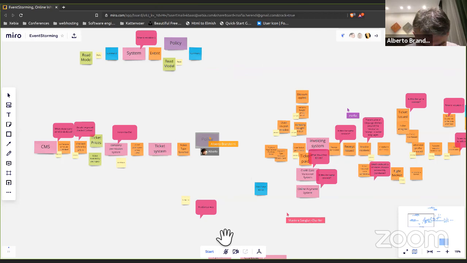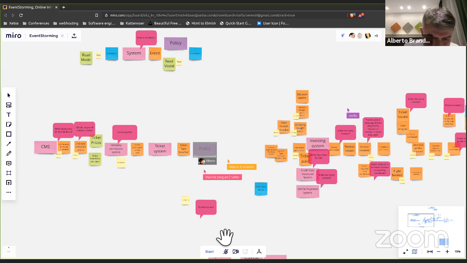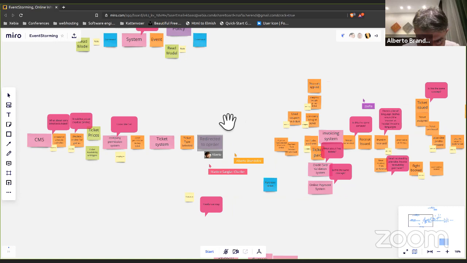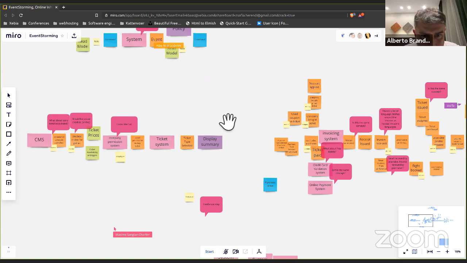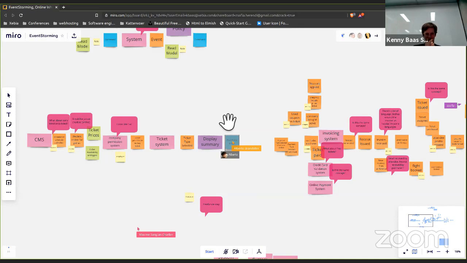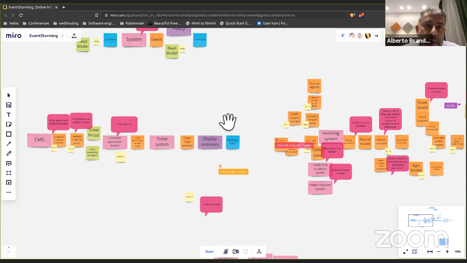So the policy might be to whenever a ticket type is selected, it might be redirected to order page. Please correct me if you don't like it. Or summary. Okay, and then I would say. I think we all feel your pain when you need to rewrite something or made a typo. Yep. So I'm actually looking for whenever a ticket type is selected, then we're gonna display the summary page.